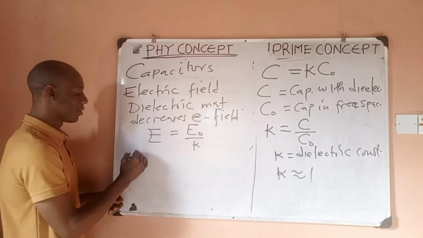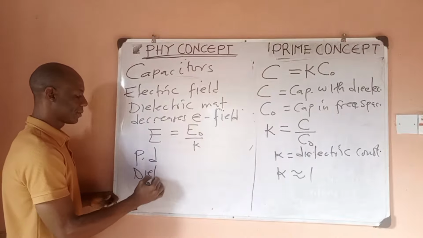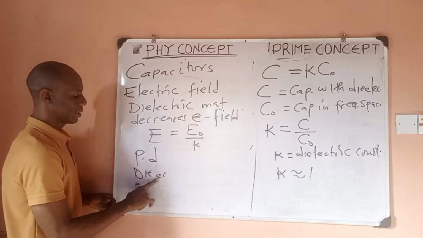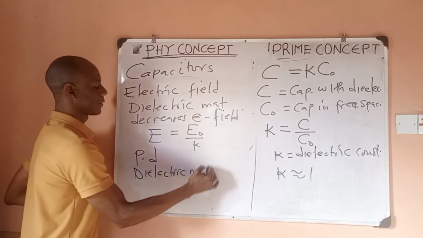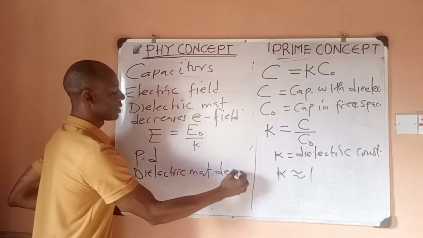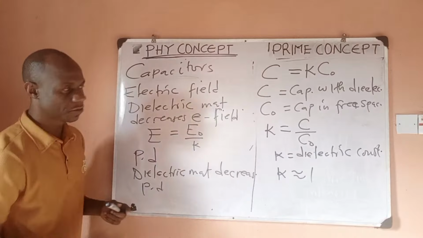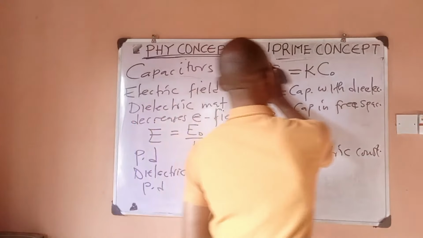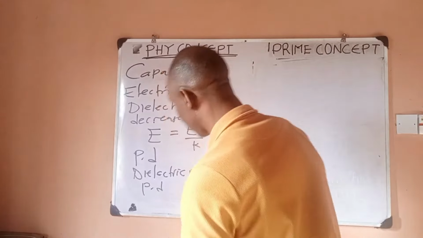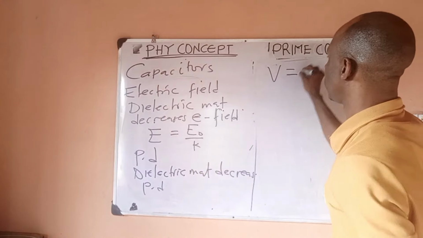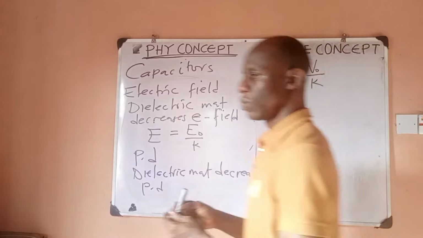And then finally for PD, for potential difference, dielectric materials decrease PD. So it decreases voltage, or you can say it decreases potential difference. So with this, I think I've summarized capacitors. And what is the relationship? V is V naught over K. So you should know these things.